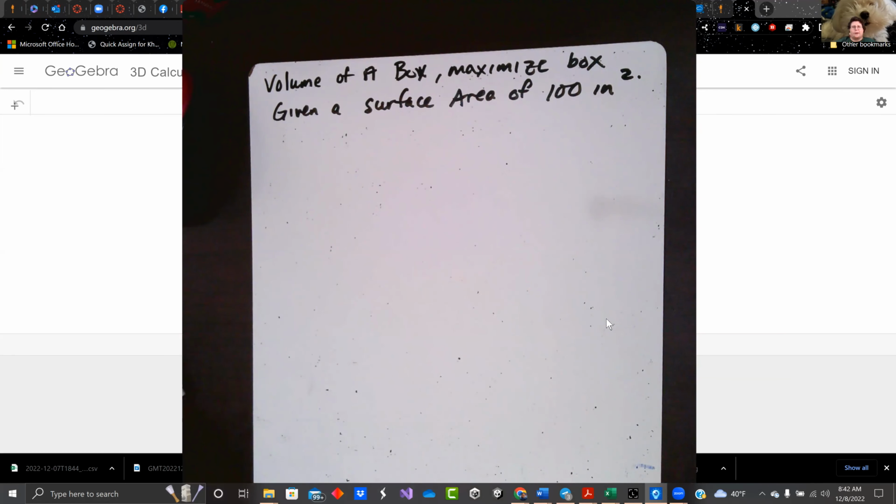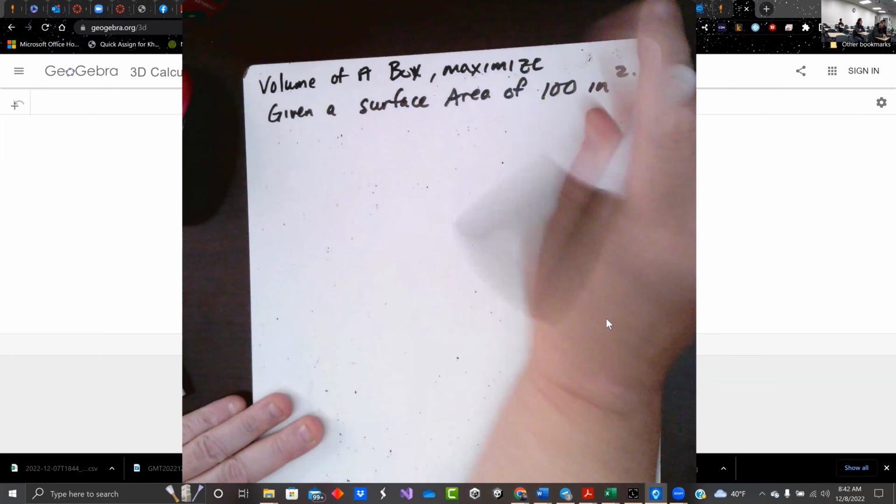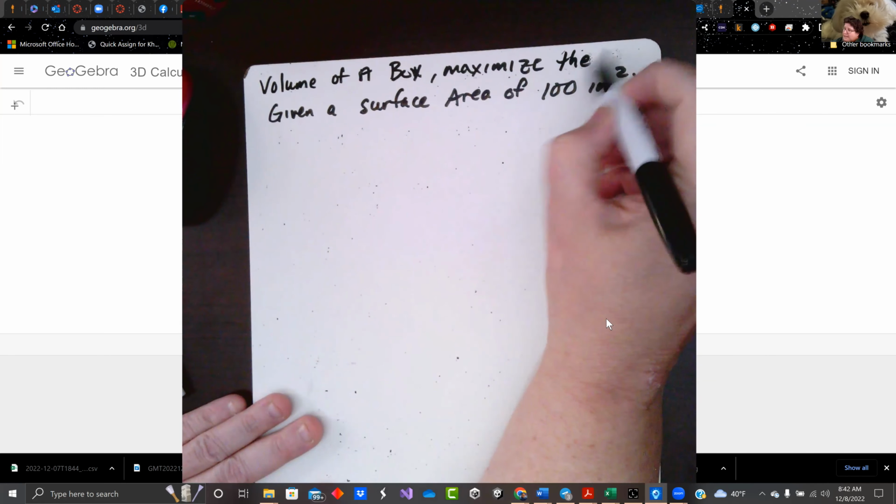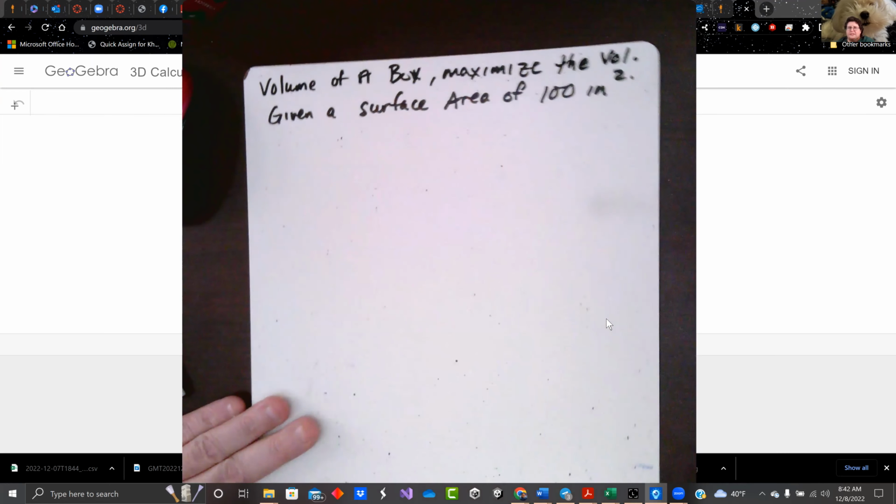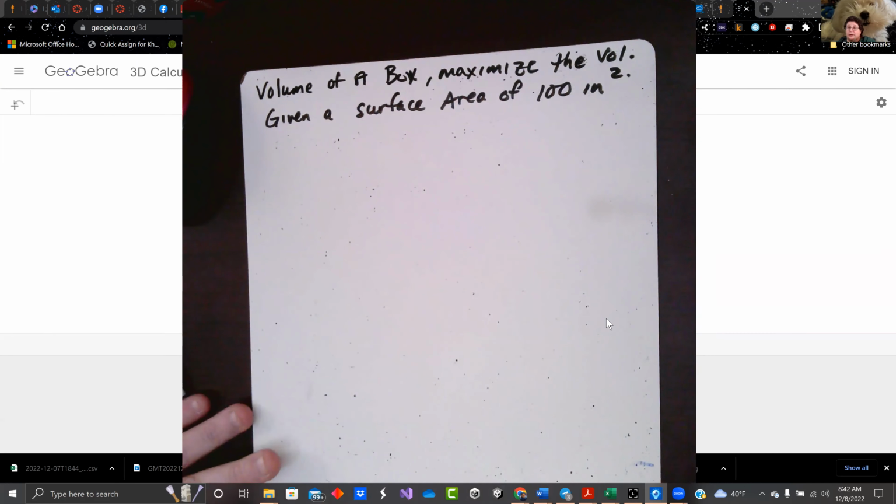So we're going to do the volume of a box. We're going to maximize the volume, not really the box itself. Maximize the volume given that the surface area is 100 inches squared.